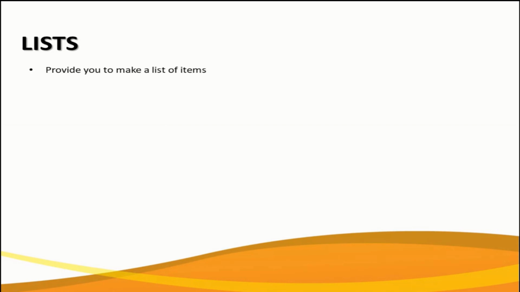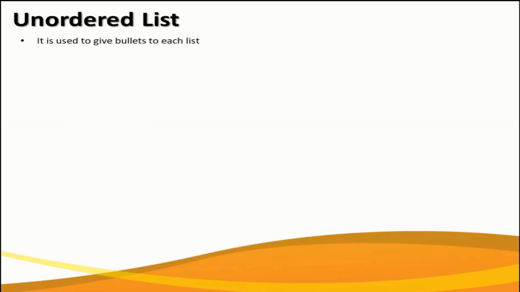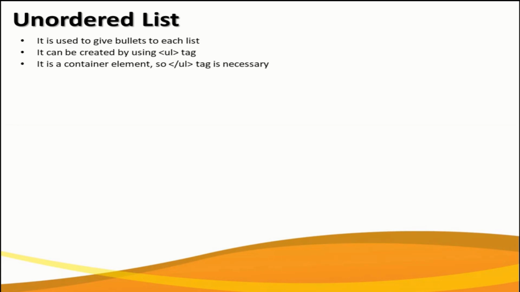To start, a list in HTML is used to make a list of items. We will learn about two kinds of lists. They are unordered lists and ordered lists. First is the unordered list. It is used to give bullets in front of your list items. It can be defined by using the UL tag. And as it is a container element, closing the UL tag is mandatory. It can contain one or more list items.